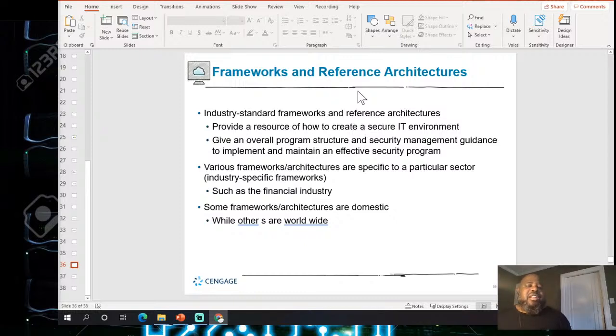So frameworks, I'm real big on frameworks. Industry standard frameworks and reference architecture provide a resource on how to create a secure IT environment, increasing overall program structure and security management guidelines to implement and maintain an effective security program. There are various frameworks and architectures specific to a particular sector or industry. Of course, we've been talking about zero trust. It's pushed from the government, for the federal sector. That's what the government's pushing, from a framework such as industry, financial. Some frameworks and architectures are domestic, while others are worldwide.